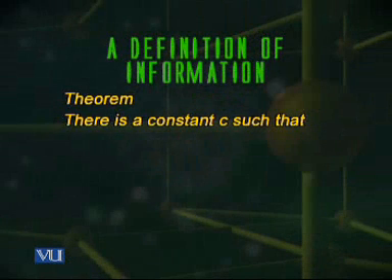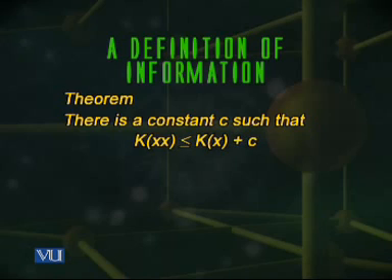This theorem says that there is a constant C such that the descriptive complexity of x followed by x is less than or equal to the descriptive complexity of x plus a constant. So, what this seems to be saying is that the string xx does not have much more information than the string x. Intuitively, how would you convince yourself of this?